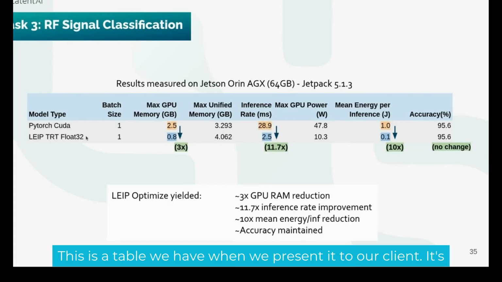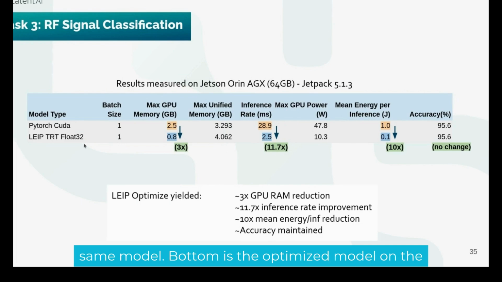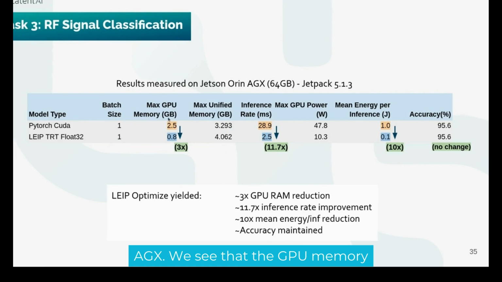This is a table we have when we present it to the client. It's the same model. Bottom is the optimized model on the AGX. We see that the GPU memory is drastically reduced by 3 factors over, and the inference rate is reduced by 12 factors over, and the energy on the CPU is reduced by 10x, and the accuracy is preserved in this case.